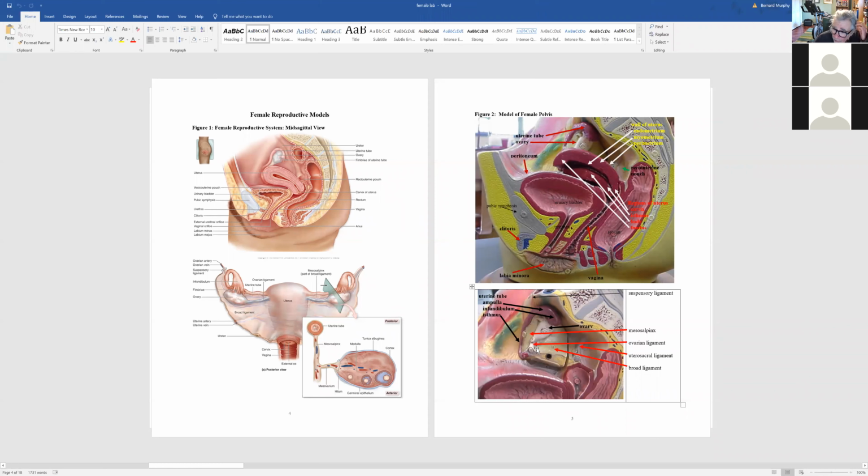And obviously, the ovarian ligament holds the ovary in place, with the broad ligament on one side, the inside of the ovary, and the mesosalpinx on the outer side of the ovary.